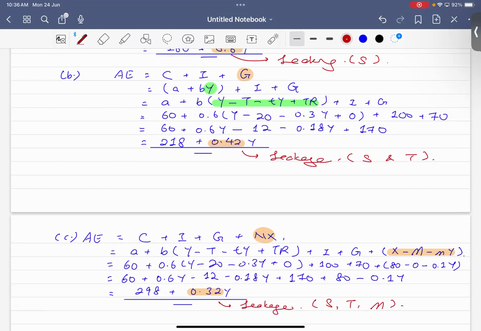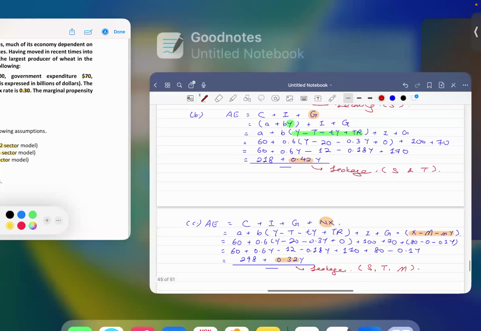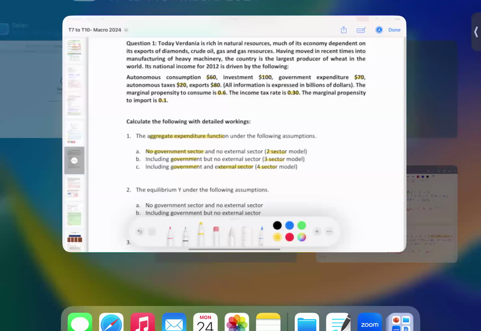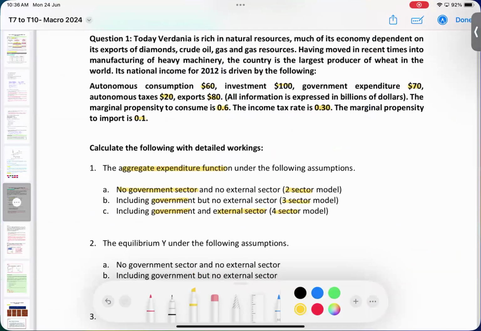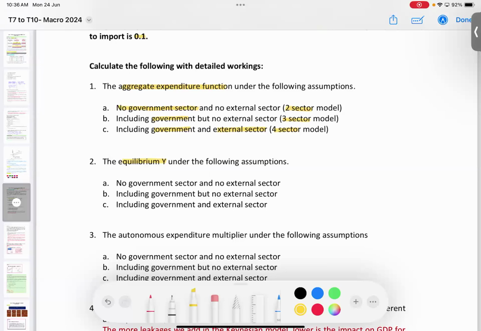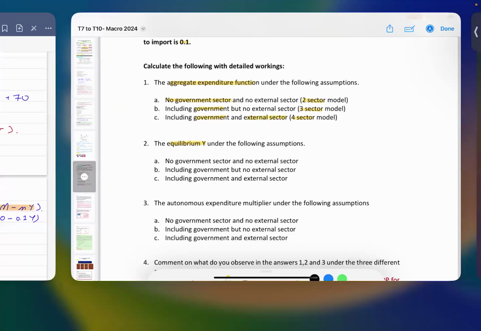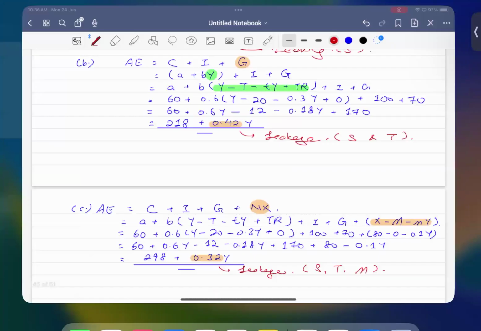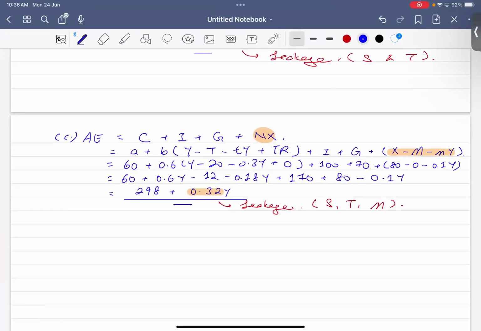Okay, can we move on to the next question? Question 2. To calculate equilibrium income under the following assumption, same thing: 2 sector, 3 sector, and 4 sector. Equilibrium income, this one is easy already. I'll show you this one, very easy. Question 2, to calculate what? Equilibrium income.